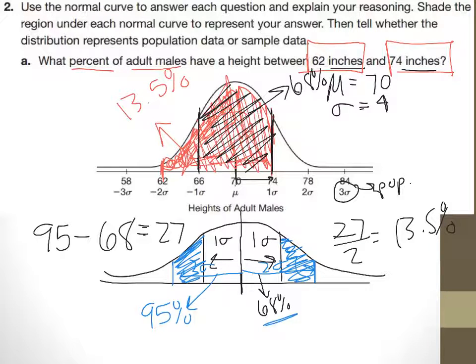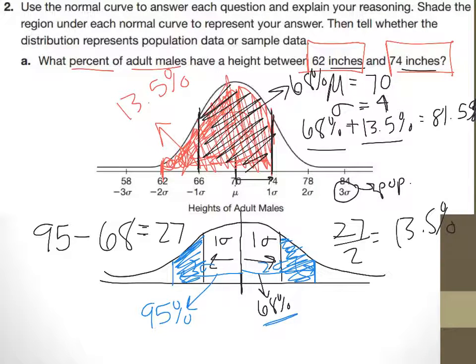Okay, so overall, my answer would be 68% plus 13.5%, giving us a grand total of 81.5%. I'm running out of room. Okay, so 68 plus 13.5 would be 81.5. Double check my math on that. I'm doing it without a calculator.